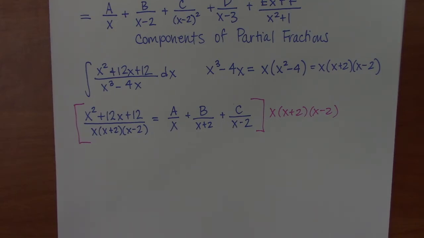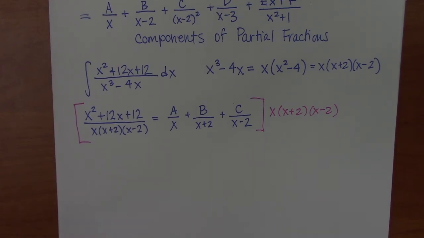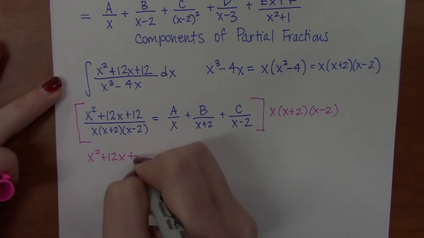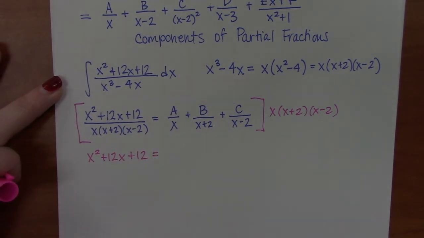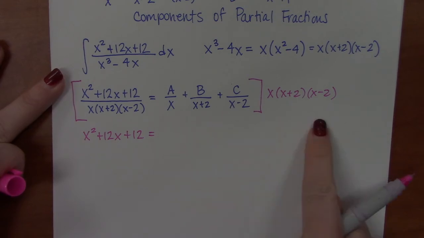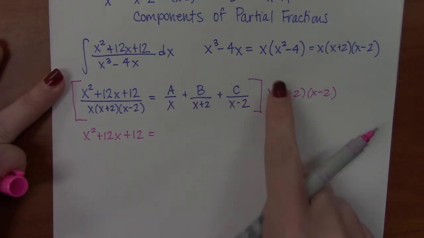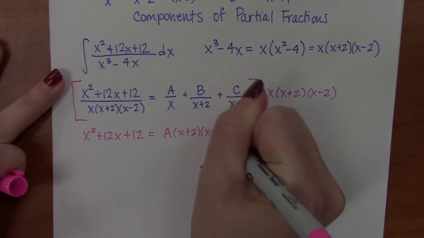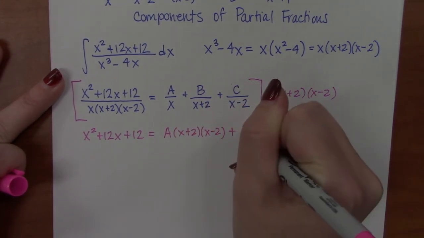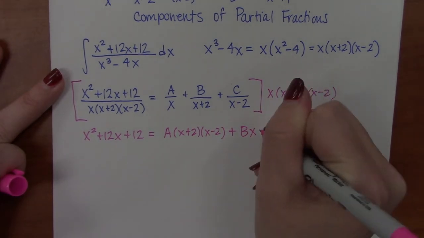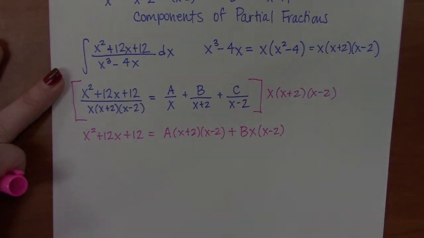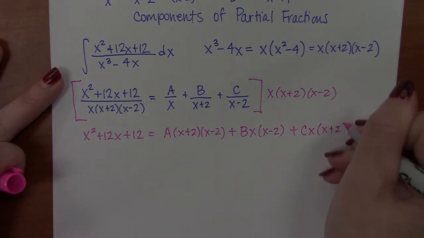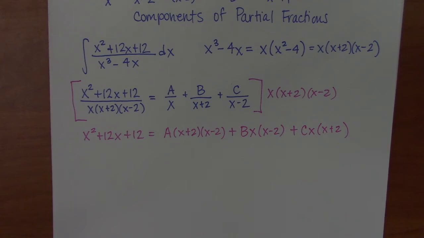When you distribute this, you have to do it to both sides of the equation. So all you're left with on the left is the numerator. On the right, the x cancels the x, so you get a times x plus 2, x minus 2. For b, the x plus 2 cancels, so you just get x times x minus 2. And for c, the x minus 2 cancels, so you just get x times x plus 2.